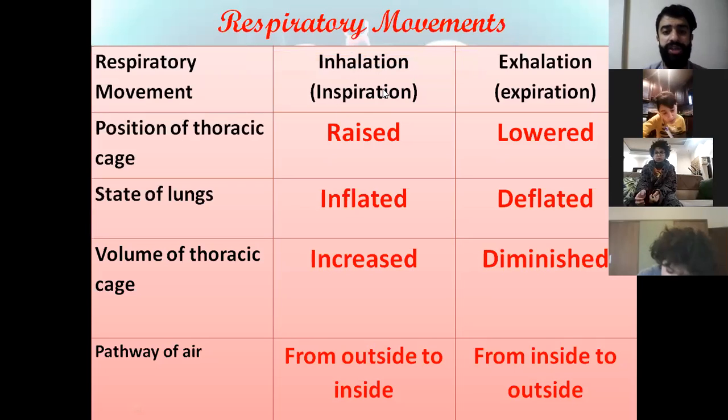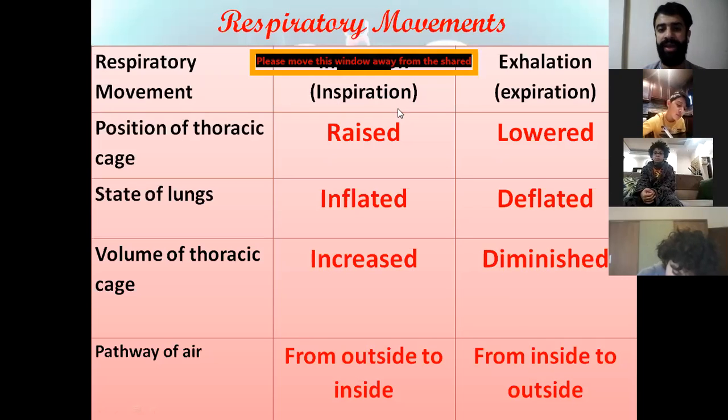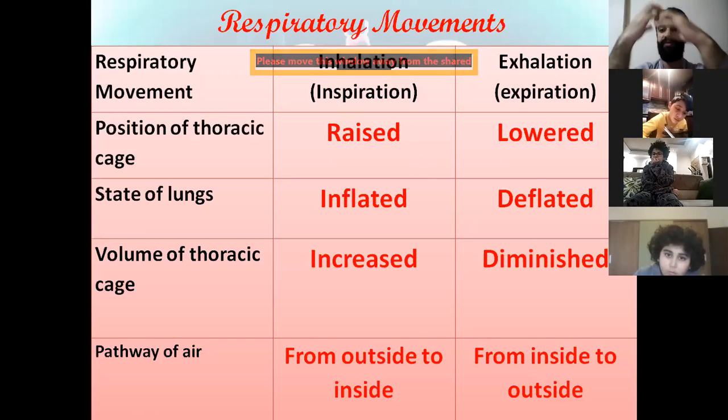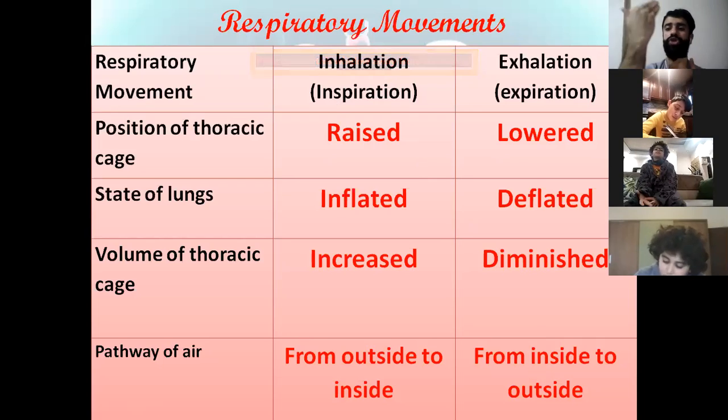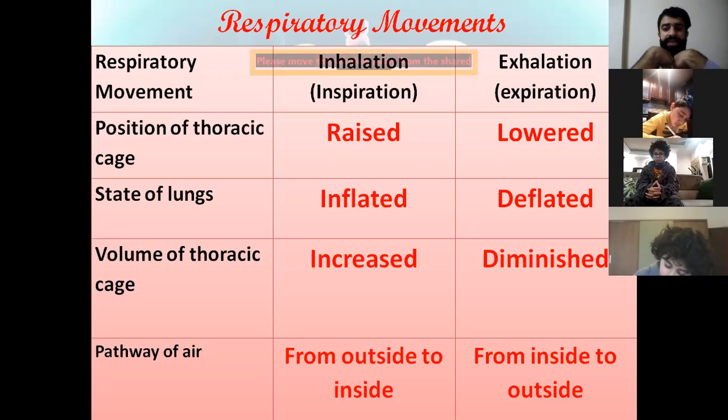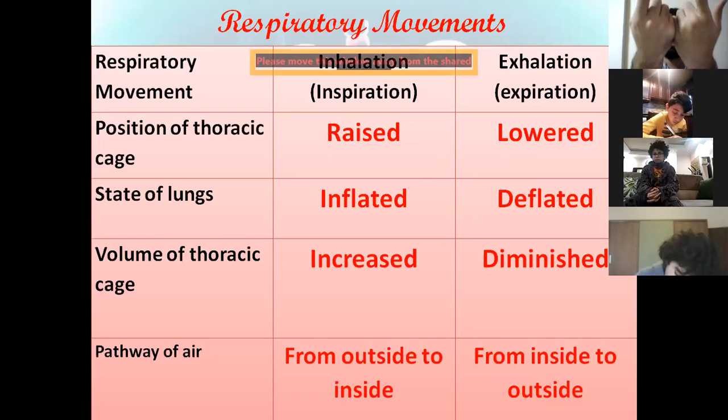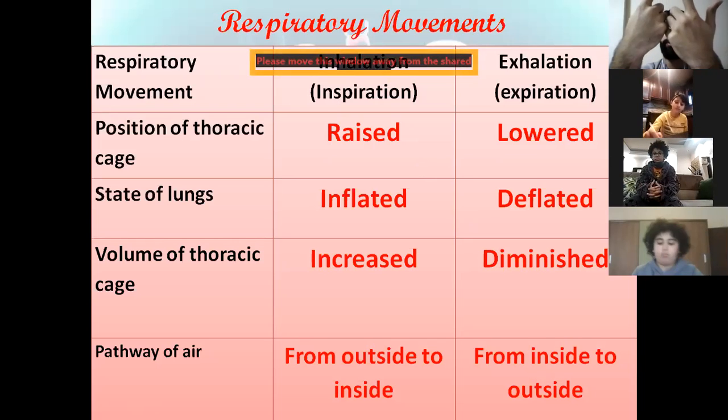Volume of the thoracic cage: the thoracic cage will increase during inhalation, while it will decrease in the case of exhalation. Pathway of air: during inhalation, where will the air come from? From the environment around us, from the medium to my body. It comes from outside to inside. Whereas in exhalation, we release the air from our body to outside. So it's inside to outside.